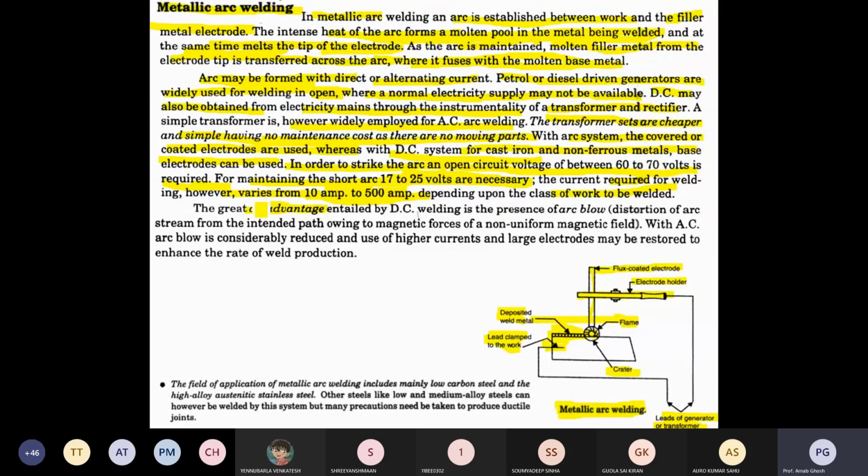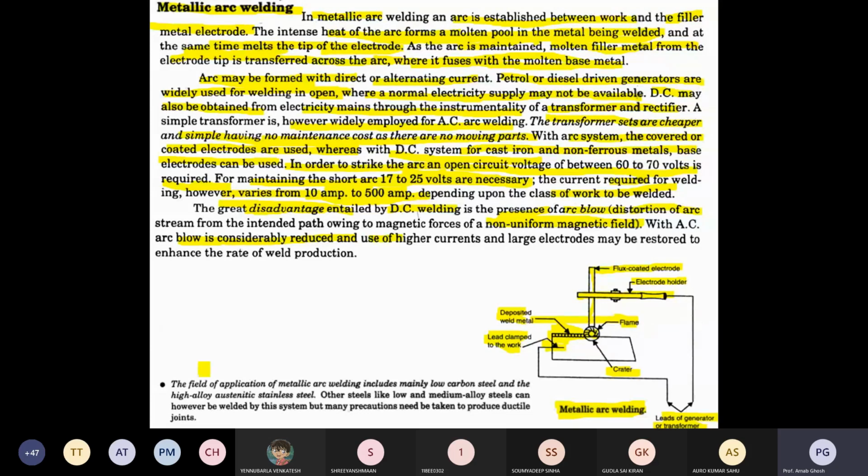The great disadvantage of DC welding is the presence of the arc blow, which distorts the arc stream from the intended path owing to the magnetic force of the non-uniform magnetic field. With the AC arc, blow is considerably reduced, and using higher current, larger electrodes may be used to enhance the rate of weld production. Okay, so I think all of you are able to get that point.